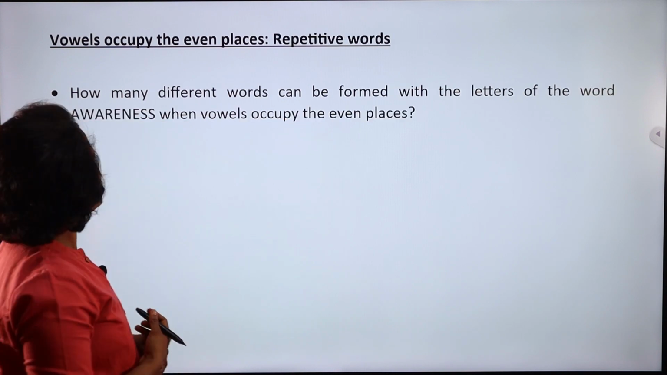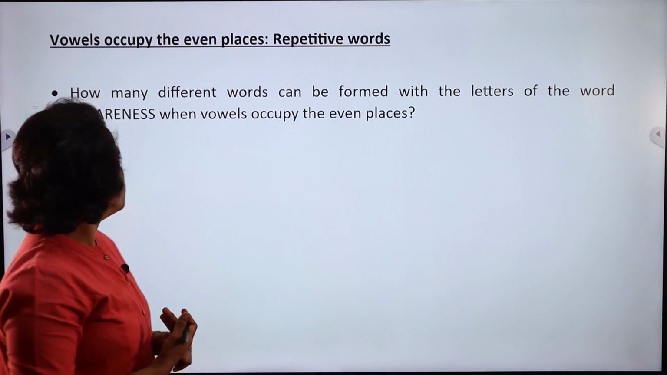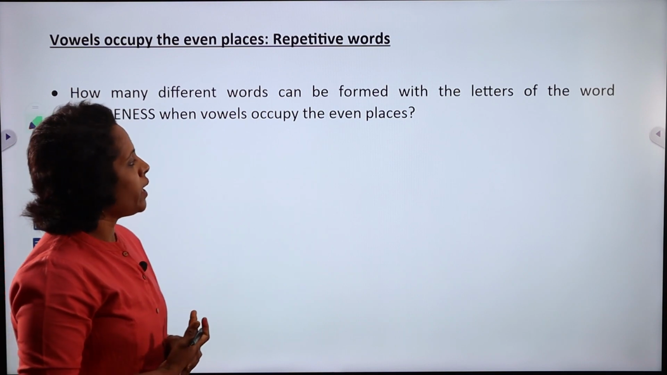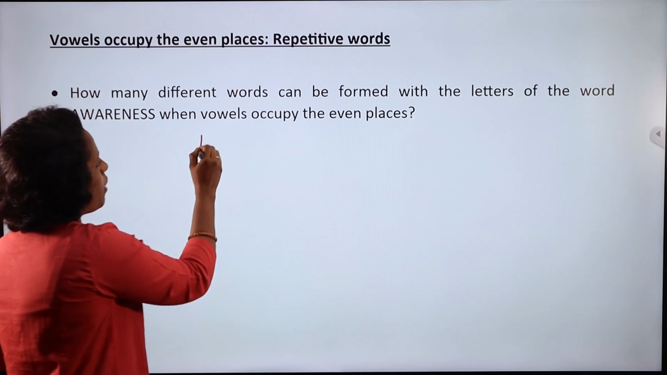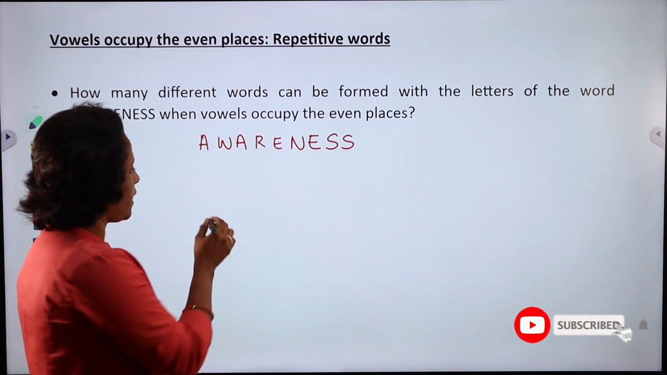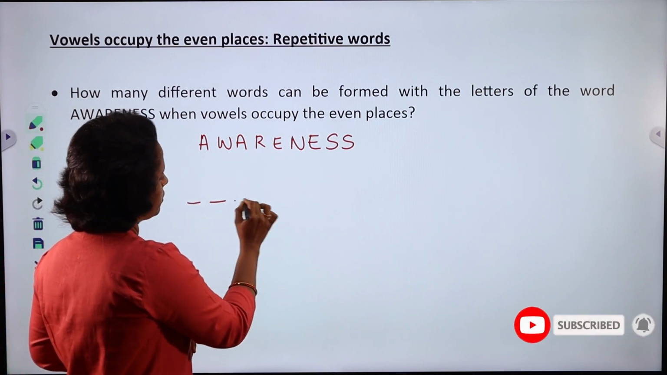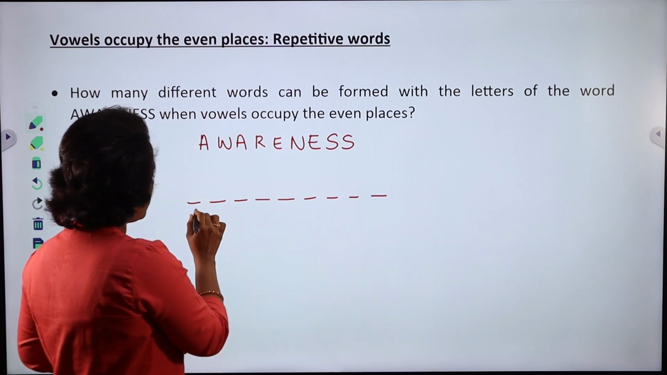The next question. How many different words can be formed with the letters of the word AWARENESS when vowels occupy the even places? Our word here is AWARENESS. It is a 9-letter word. I am taking 9 blanks, 1, 2, 3, 4, 5, 6, 7, 8, 9. Number them.